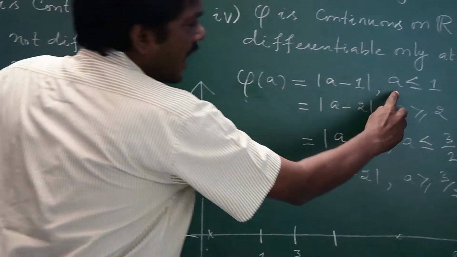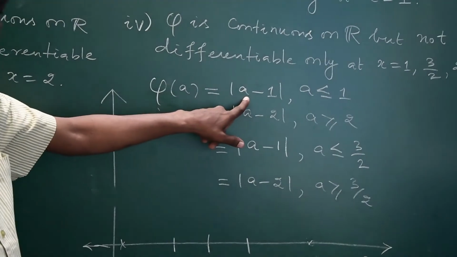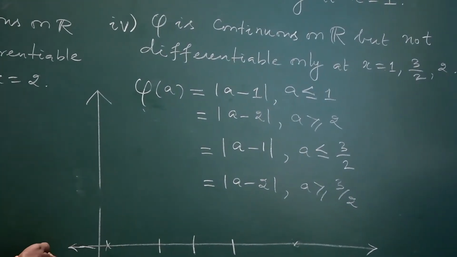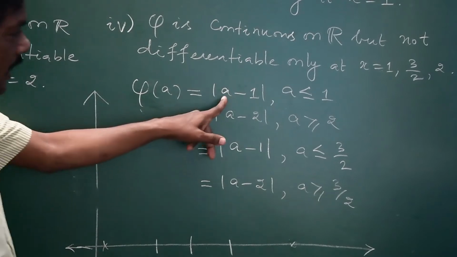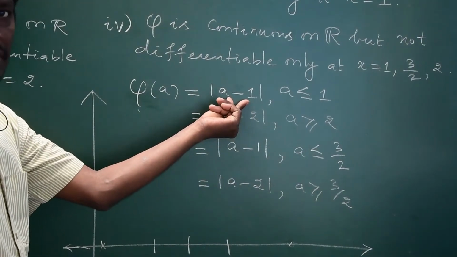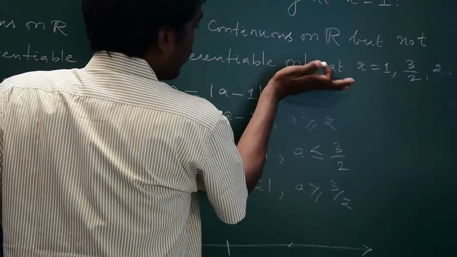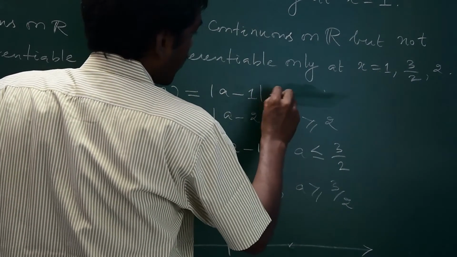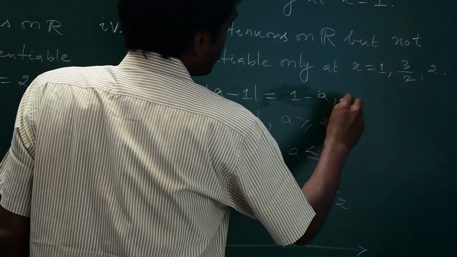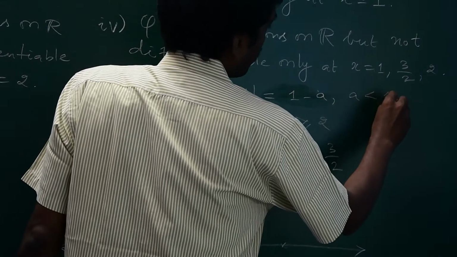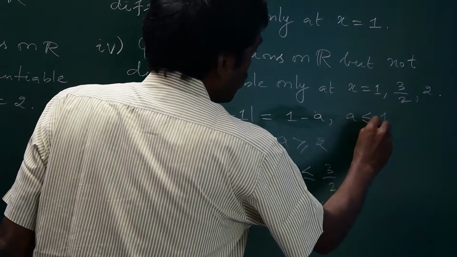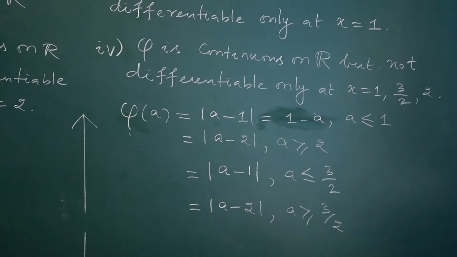So when a is less than or equal to 1, what will happen? It is going to be here or here. So a is definitely less than 1, therefore the quantity inside is less than 1. When you apply the definition of the mod function, what you will get is 1 minus a, for a less than or equal to 1. Okay, so this is the definition.